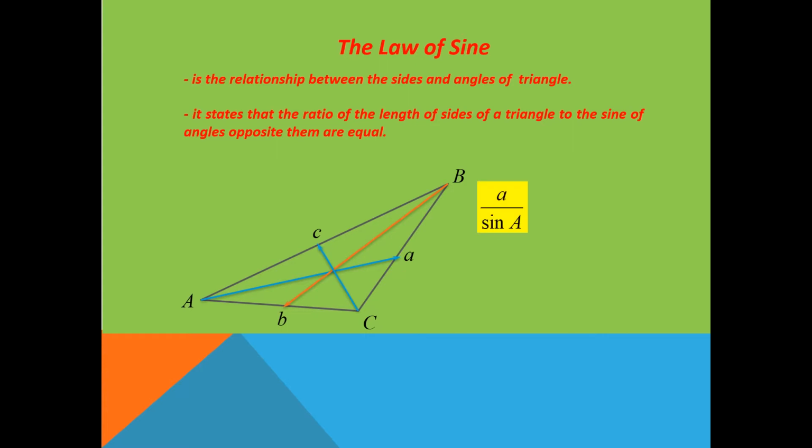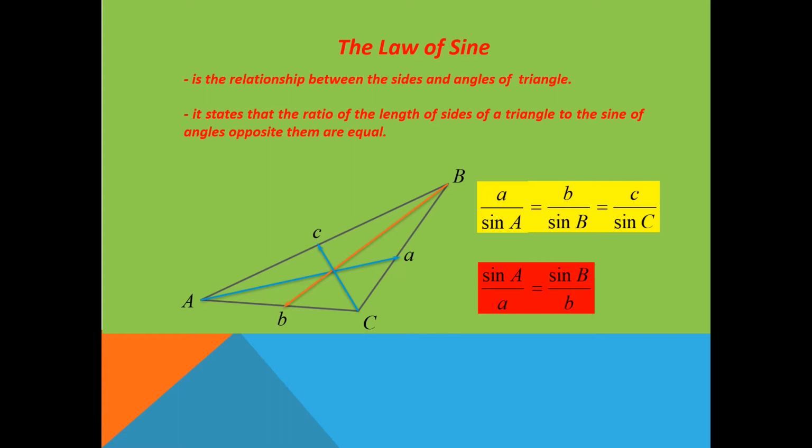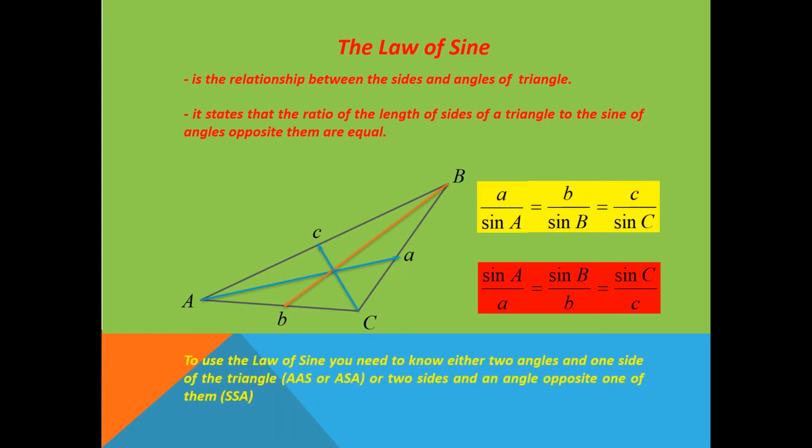A over sine A is equal to B over sine B equal to C over sine C. Or we rewrite the equation as sine A over A, sine B over B, all equal to sine C over C. Remember, to use the law of sine, you need to know either two angles and one side of the triangle, or two sides and an angle opposite of them.